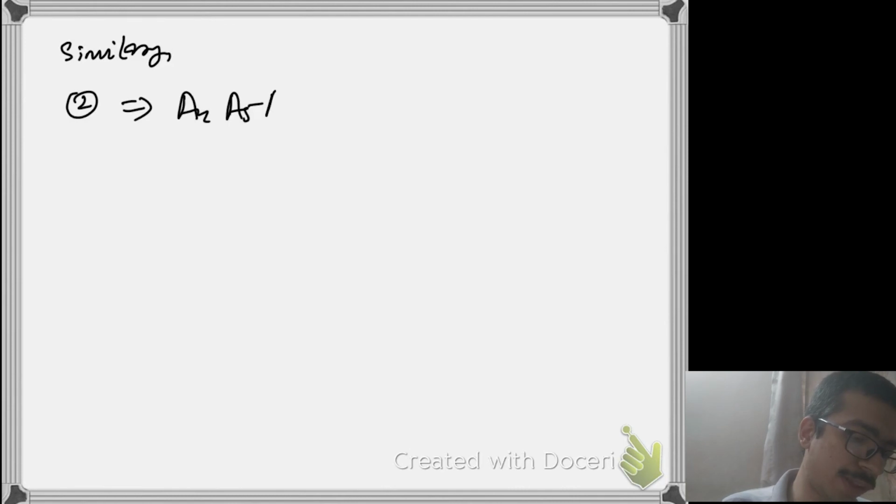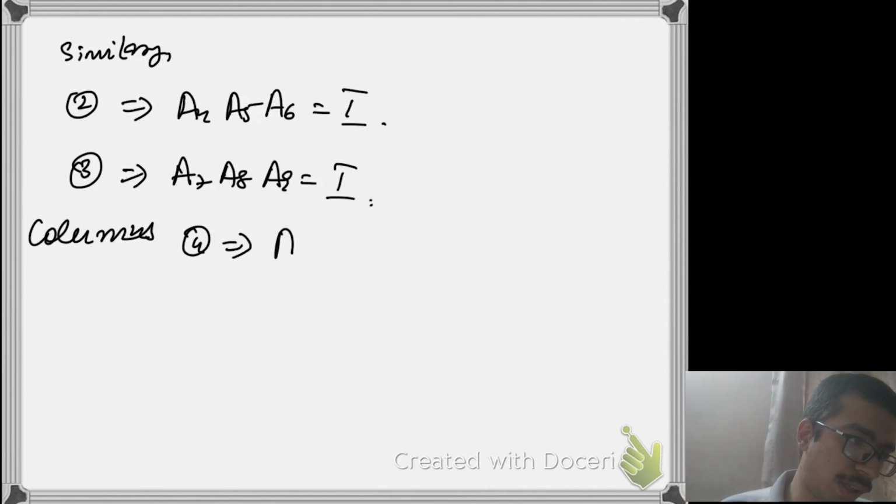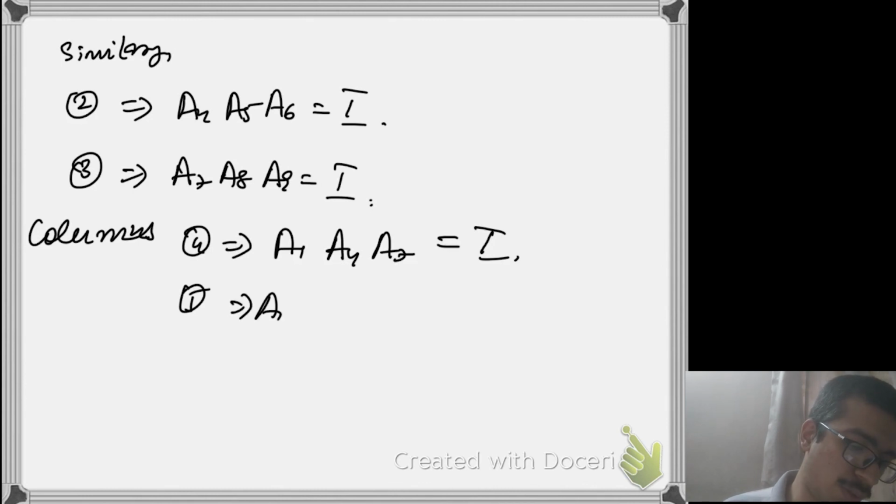Similarly for other constraints: for constraint 2 I should get A4, A5, A6 equals identity. For constraint 3, A7, A8, A9 should be identity. And for the columns, I will get A1, A4, A7 should be identity. For column 2 similarly I get A2, A5, A8 product to identity.